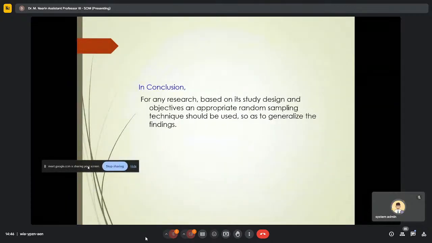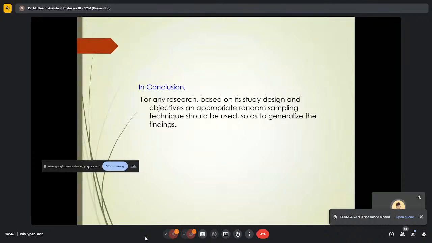To conclude about sampling, for any research, based on its study design and objective, an appropriate random sampling technique should be used so as to generalize the findings. So we need to come to a conclusion about what my finding is in that particular perspective. I will tell what sample I have adopted, what methodology, and how I have used it. Hope I have answered your question.